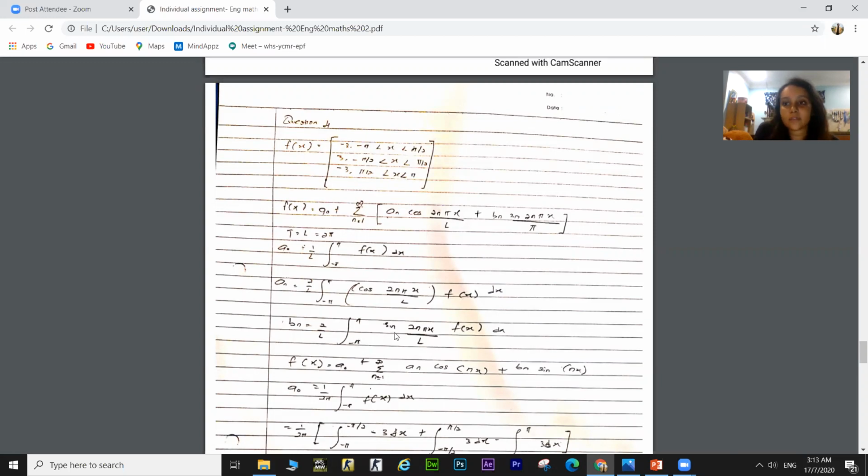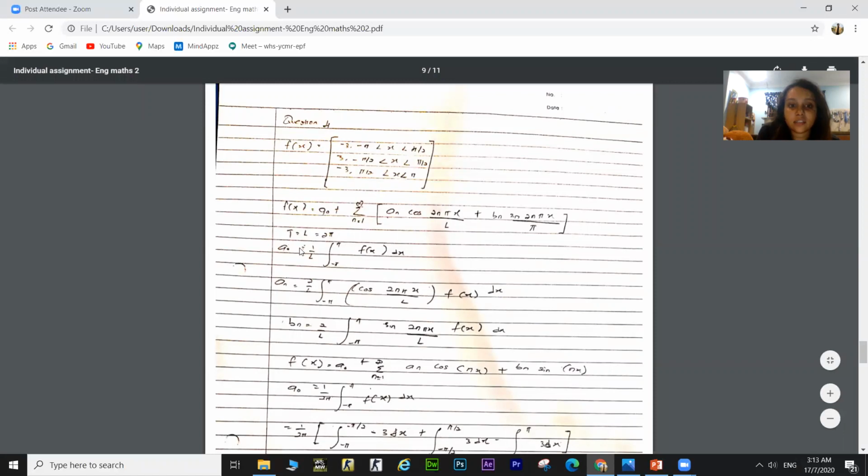So, explanation for question number 4. First, this is the question, and we use the method of Fourier series formula, f(x) equals a naught plus the sum from n equals 1 of a_n cos(2nπx over L) plus b_n sin(2nπx over L), and L equals 2π.